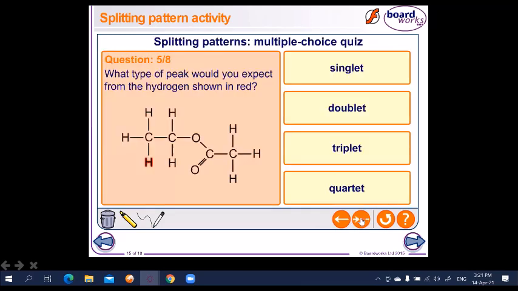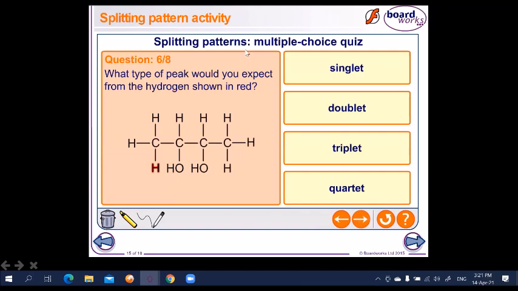Next. What type of peak would you expect from the hydrogen shown in red here? This is the group it's in. This is the next adjacent carbon, the nearby carbon, next door carbon. This adjacent carbon has 2 hydrogens already, plus itself in red, that gives it 3. So it will split into 3 different smaller peaks. That means it's a triplet.